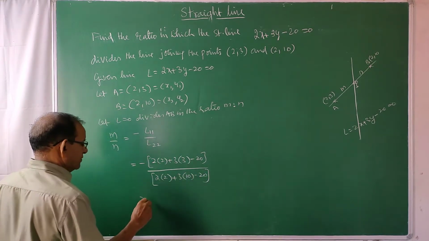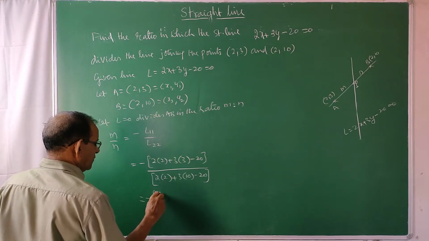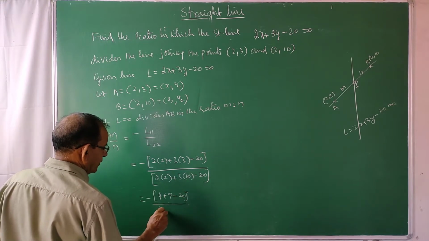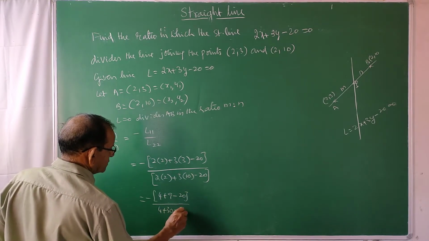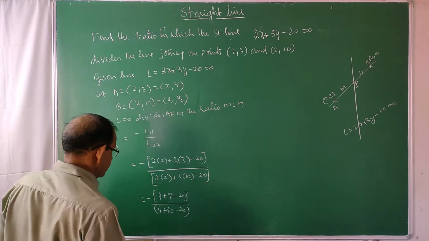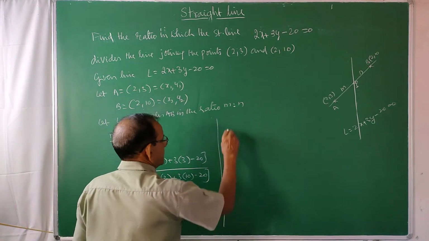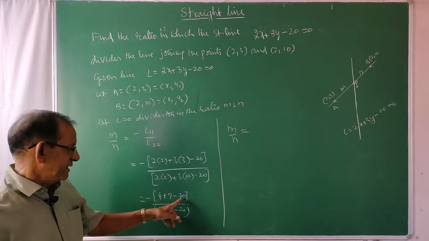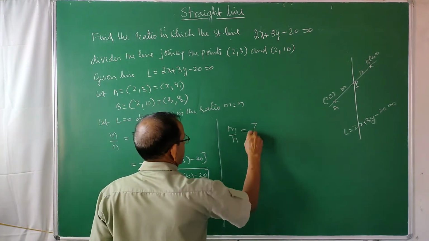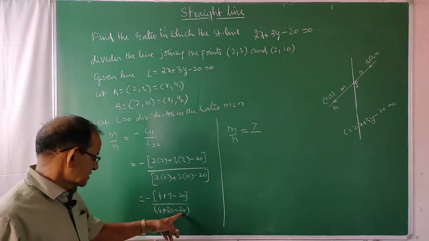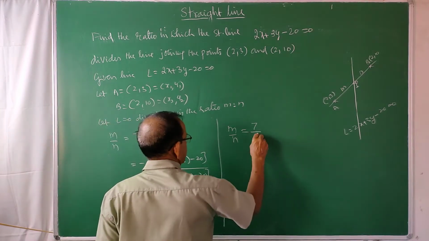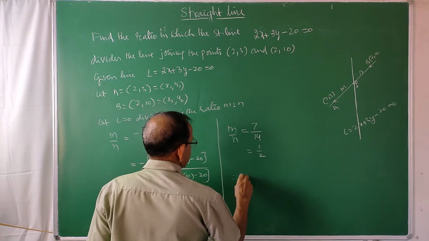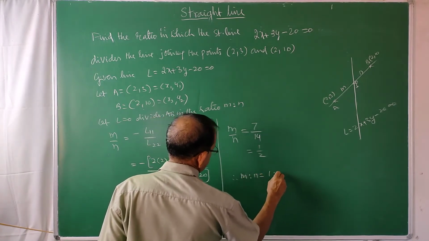So that is equal to minus of 4 plus 9 minus 20, by 4 plus 30 minus 20. So that is equal to m by n is equal to 13 minus 20, that is minus 7, into minus, plus 7 by 34 minus 20, that is 14. So you can cancel 7, that is 1 by 2. Therefore, m is to n is equal to 1 is to 2.